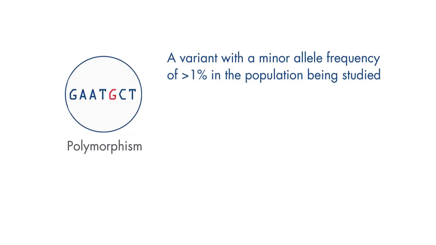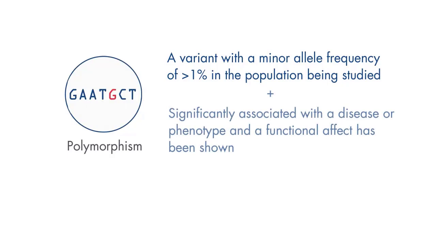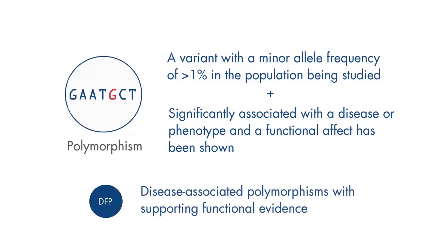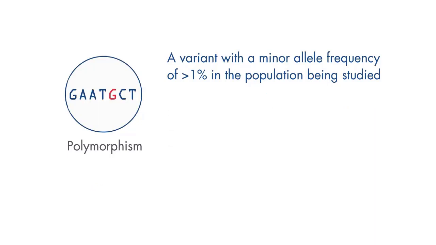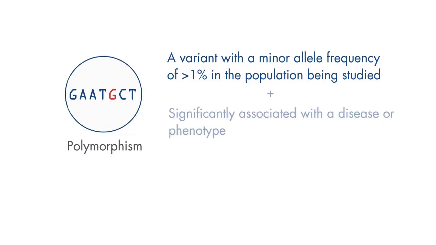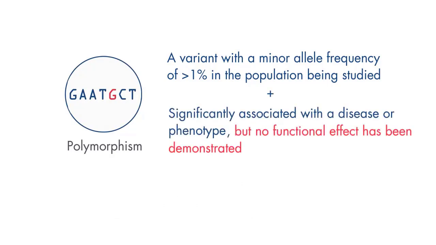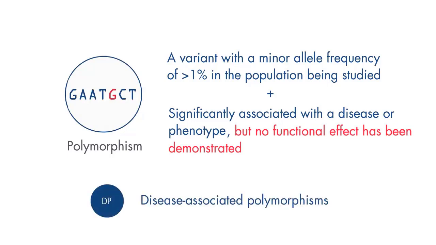When a polymorphism, which is generally defined as a variant with a minor allele frequency of greater than 1% in the population being studied, has been reported in the literature to be significantly associated with a disease or phenotype, and a functional effect has been shown, an entry is assigned to the DFP, disease-associated polymorphisms with supporting functional evidence category. If it has been reported to be significantly associated with a disease or phenotype, but no functional effect has been demonstrated, the entry is instead assigned to the DP, disease-associated polymorphism category.